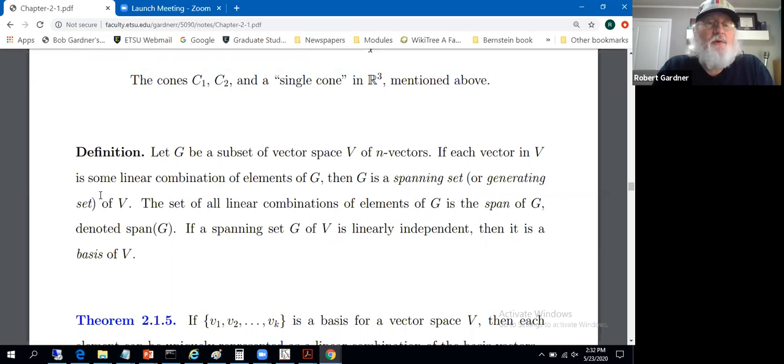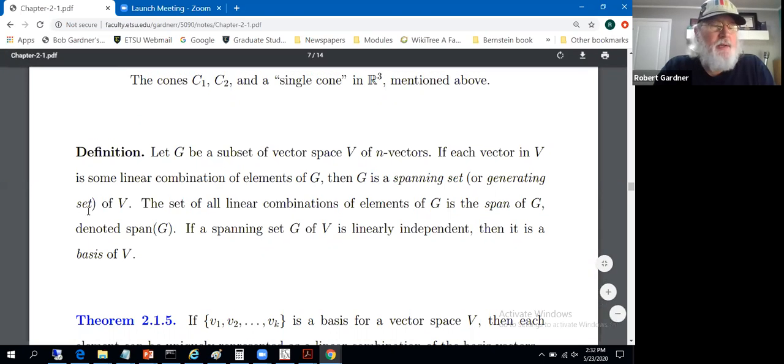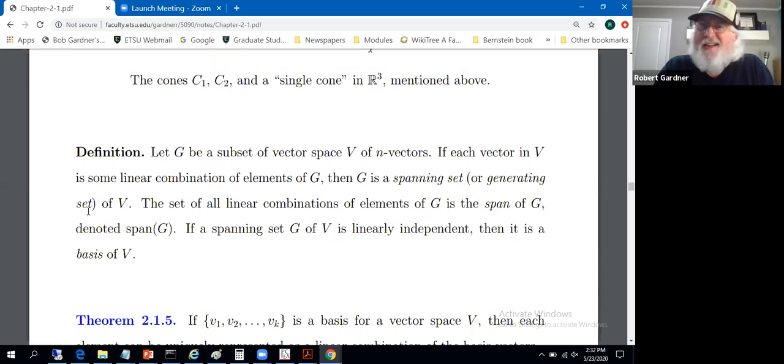If each vector in V is some linear combination of the elements of G, then G is a spanning set or a generating set of V. We'll probably most commonly use the term spanning set. Generating sets, maybe a little bit more common in a setting of eigenspaces, or maybe when you're doing applications in the vectors or functions. We'll probably mostly use the term spanning set though.